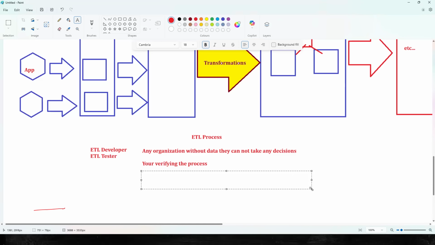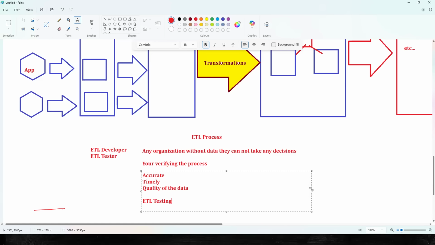To check whether the data is accurate and whether it is coming in a timely manner, and then we are going to even check the quality of the data, right? These kinds of checks are what we are going to do as part of the ETL process, as part of ETL testing.